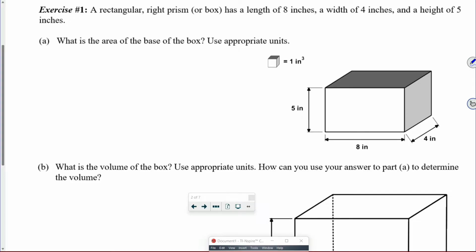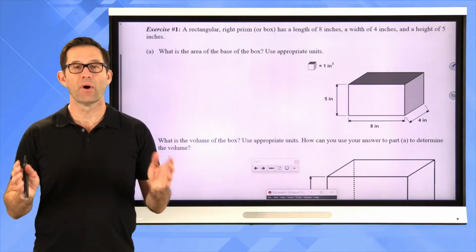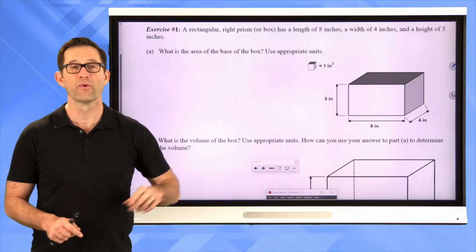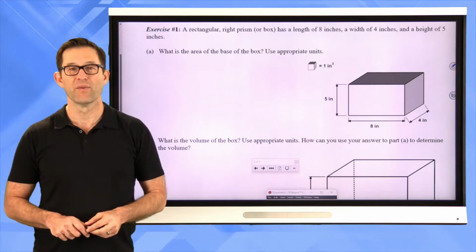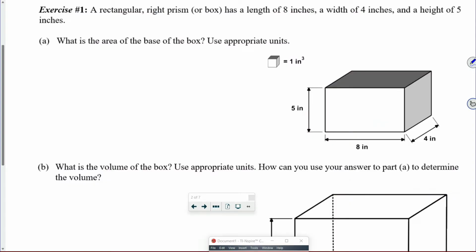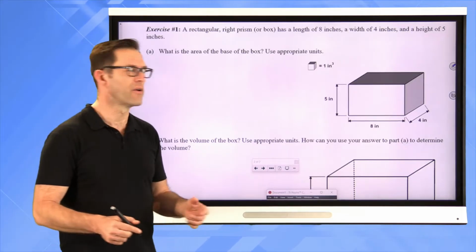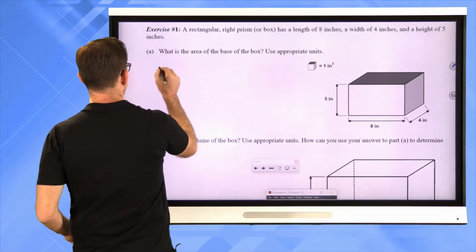Letter A, real simple. What is the area of the base of the box? Use appropriate units. Awesome. So pause the video now and come up with the area of the base of the box. I obviously gave you way more room here than you need, but take a minute to do that. All right, I think I'll use the big letter B for the area of the base. I don't know, maybe that's foreshadowing.